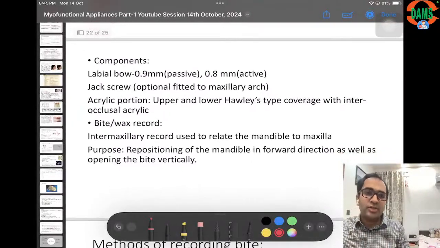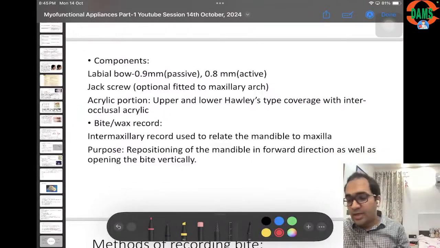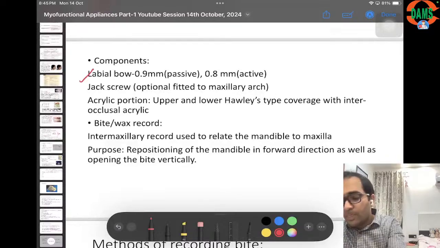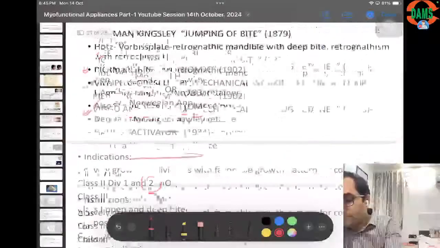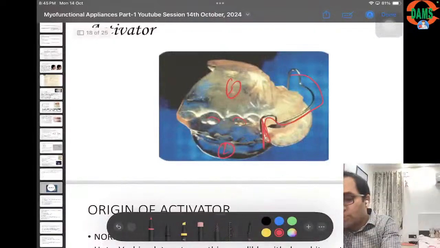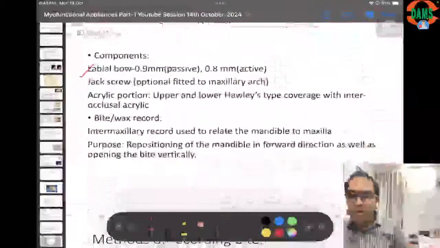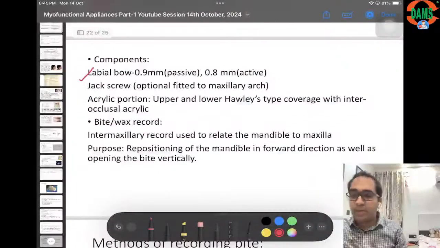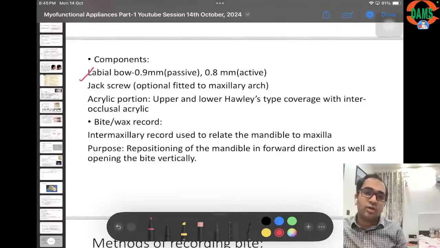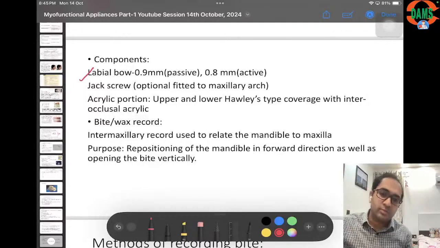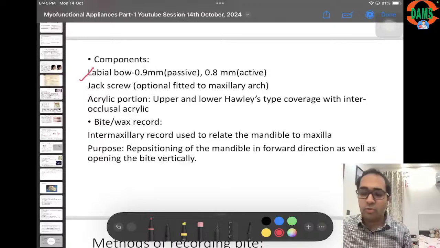So what are the components of an activator appliance? It has a labial bow. Image में हमने देख लिया, labial bow. Okay, can be made of 0.9 mm or 0.8 mm depending on the function or the requirement of our appliance. Okay, whether we want to retrocline or correct the proclination of the incisors or not. Next is a jack screw. It is optional, fitted to the maxillary arch if required for the expansion or not.